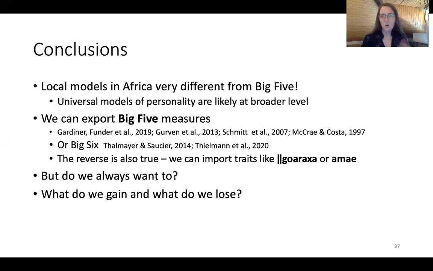So to conclude, local personality models built from the ground up in African languages are not the big 5. We can export big 5 measures to many places. This has been done and it works okay. Just like we can import traits from other places and use them in the West if we want to. Sometimes this importing and exporting is a choice we want to make depending on our study goals. But when we only and exclusively do that, we miss out on learning what is most relevant and most interesting in other places in the majority world.